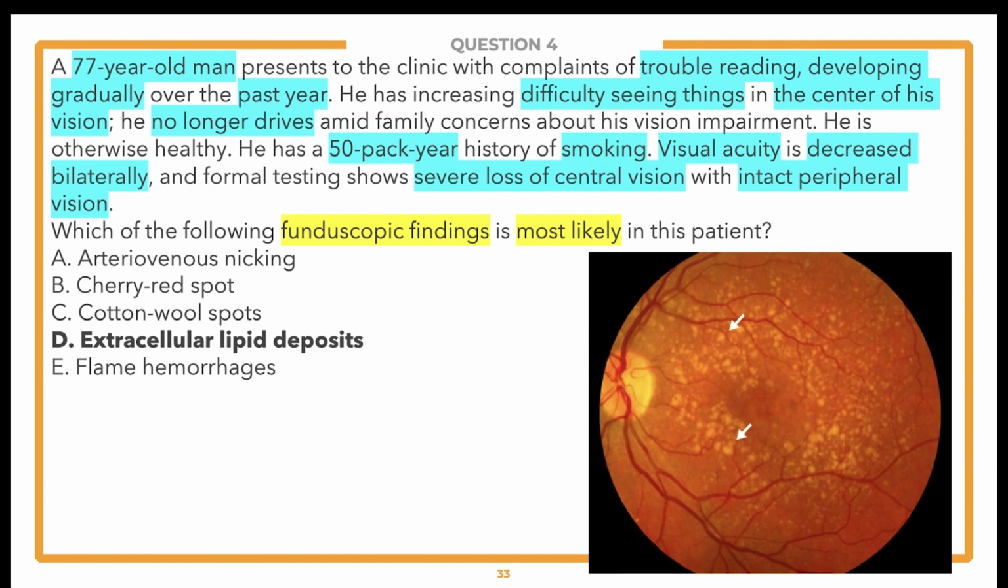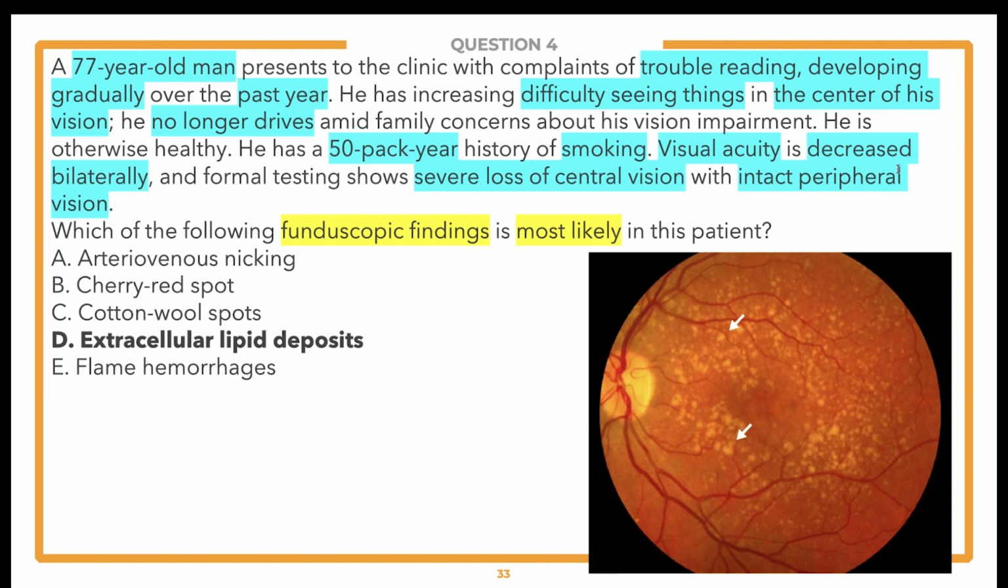So what are the buzzwords here to get you that answer? Once again, loss of central vision, intact peripheral vision, and that 50-pack-year smoking history. Those are great clues to get you there. And that one word there, it happened gradually over time. Okay, so good job. I know this was a tough question. Let's take a look and see why the other answers are incorrect.